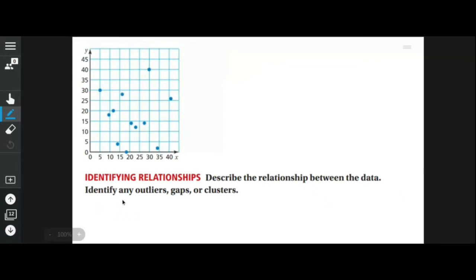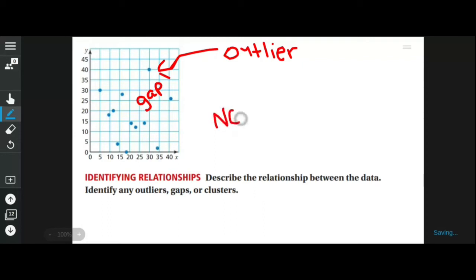Describe the relationship between the data. Identify any outliers, gaps, or clusters. I would argue that that is an outlier. Although, I don't know. That's a big maybe, but if you on a test were to say that's an outlier, I wouldn't say you're wrong. So I'm going to go with it. Maybe this area right here is a gap. And once again, there's no correlation, because there's no line that I can draw that's going to make an obvious positive or negative slope that follows the dots. No clusters in any of these. I really didn't see any clusters in any of these.